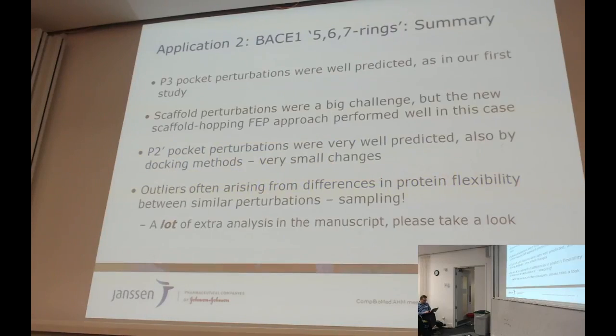So overall then, just a summary of this base work. We did the P3 pocket perturbations, well predicted, as in the first study. Scaffold perturbations were a big challenge, but they did improve with the scaffold hopping FEP. The P2 pocket was easy and was well predicted with all of our protocols that we use for FEP. And outliers can arise from protein flexibility, often in distal parts of the protein, and you have to be aware of that.